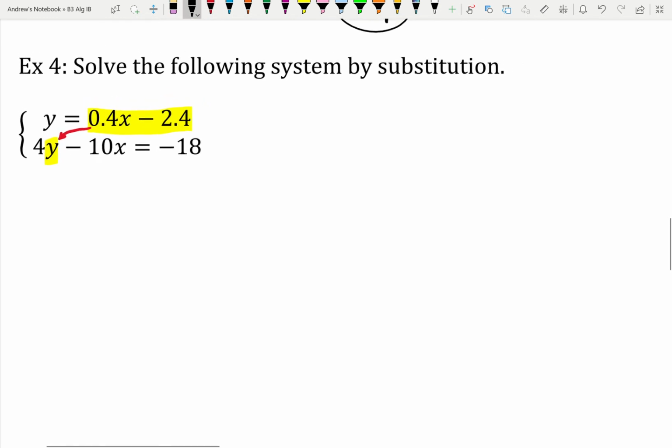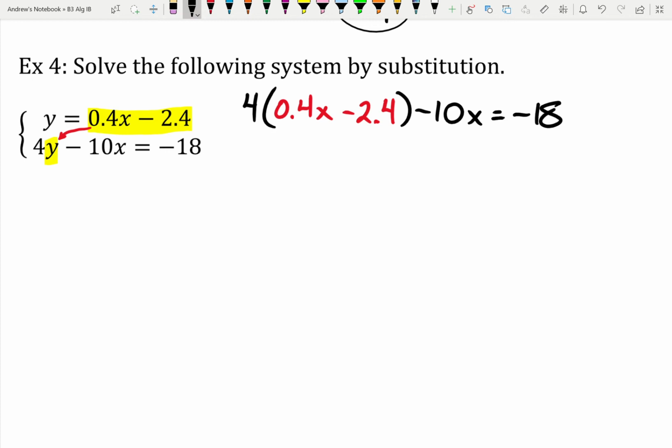We're going to have 4 times all that junk from the first equation: 0.4x minus 2.4. And then we bring the rest along: minus 10x equals negative 18.